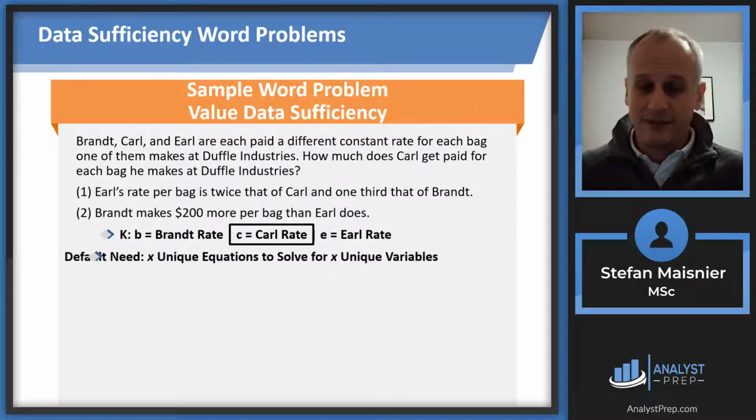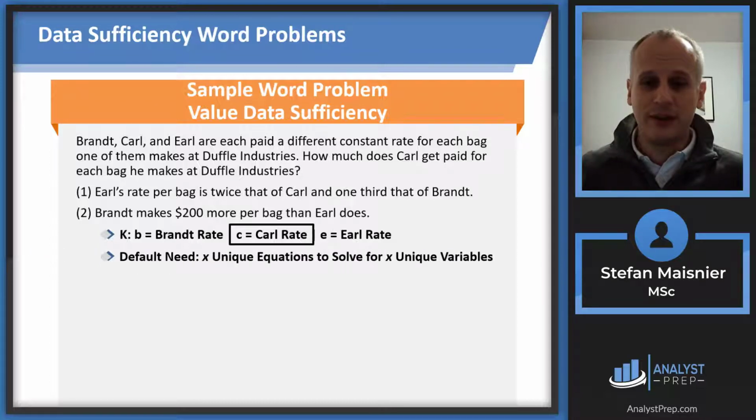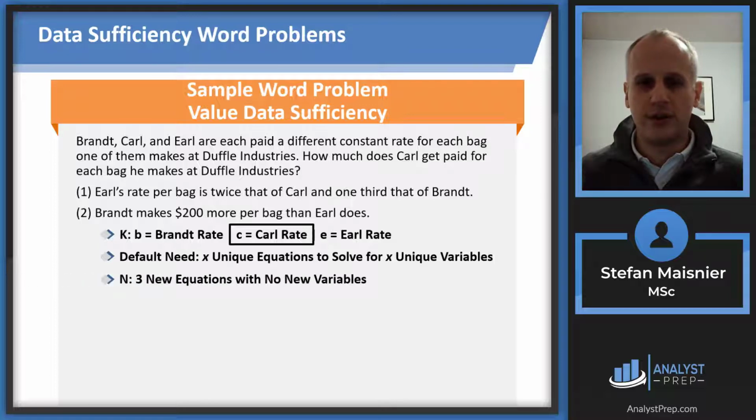Then we have our default need, which is x unique equations to solve for x unique variables. In this case, we have 3 unique variables, B, C, and E, referring to the 3 respective rates. So we need 3 new equations with no new variables. So then we have to consider the statements, starting with statement 1.